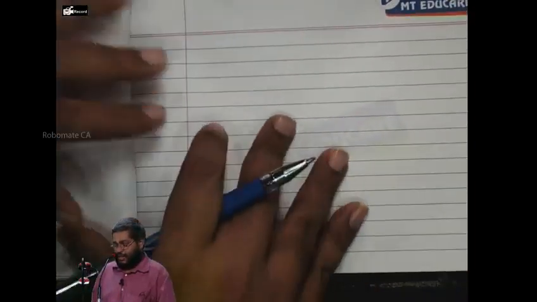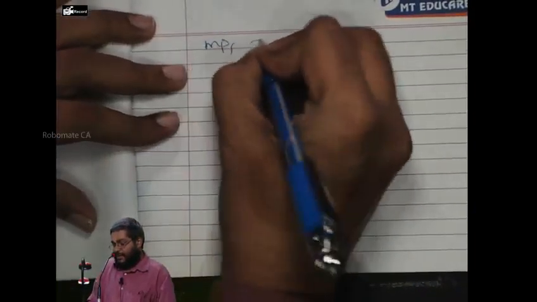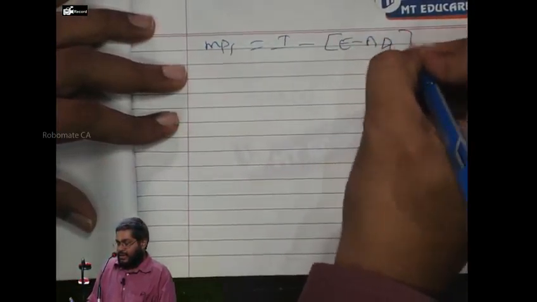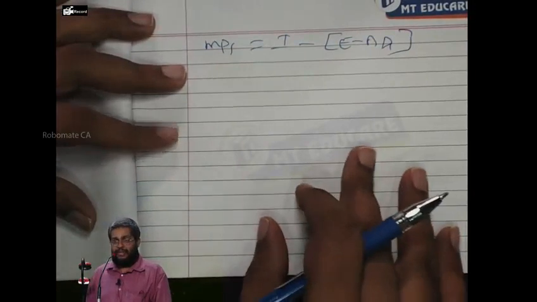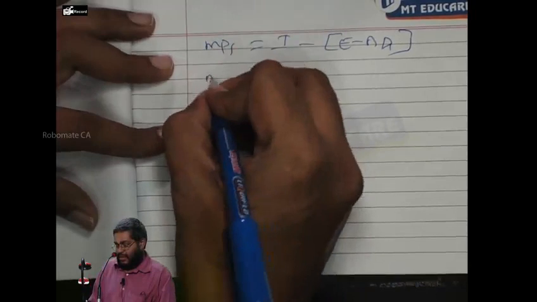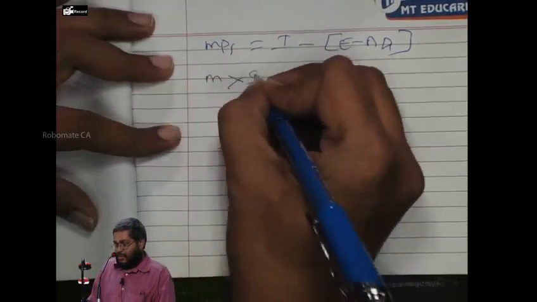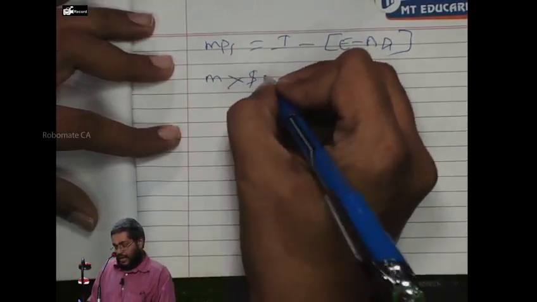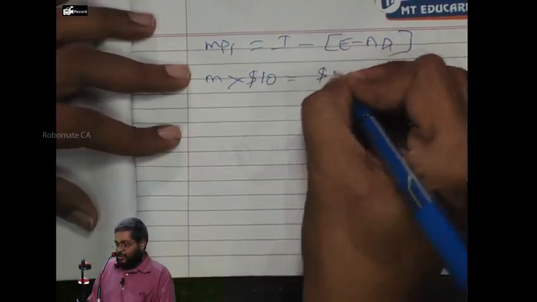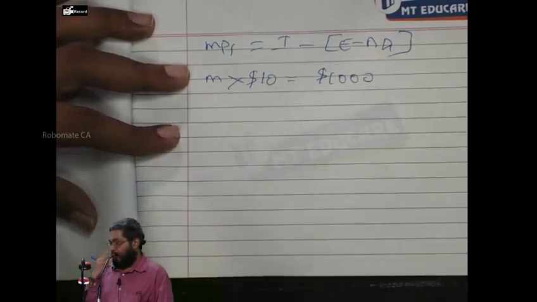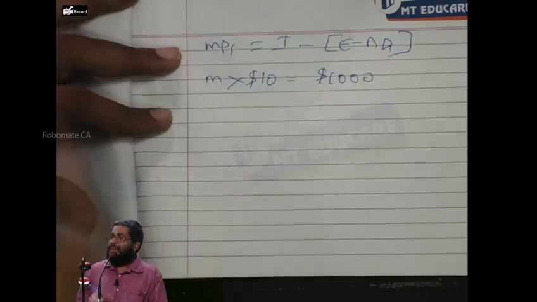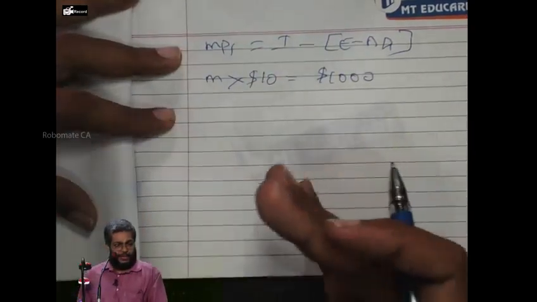And for the number of shares, tell me, what is the formula? M P1 is equal to I minus E minus N D1. Right or not? I minus E minus N D1. Can I proceed or not? Now, in that case, M into $10, as there is no dividend. What is the investment opportunity here? $1,000. No earnings because it is the beginning of the year.